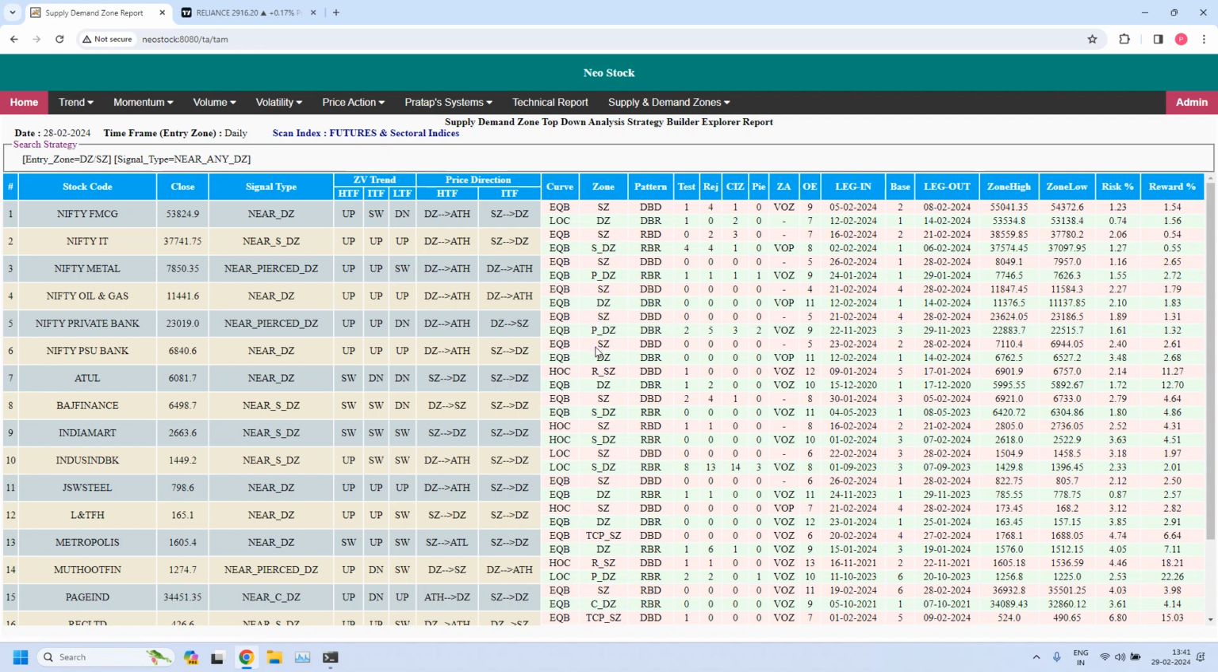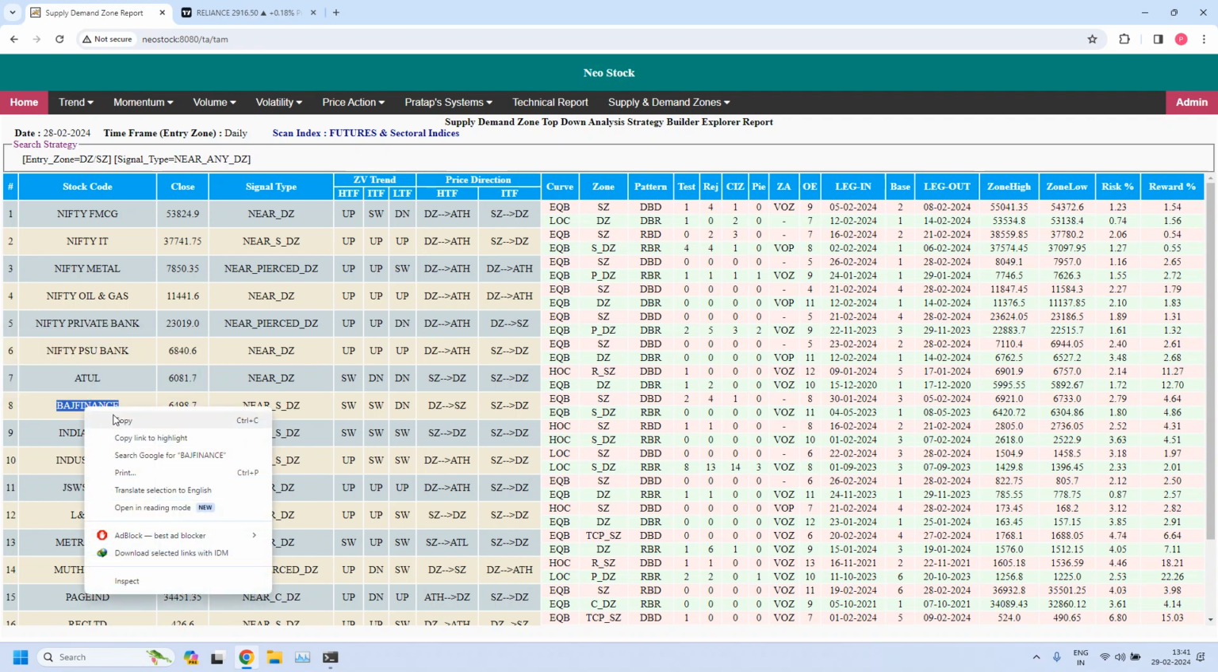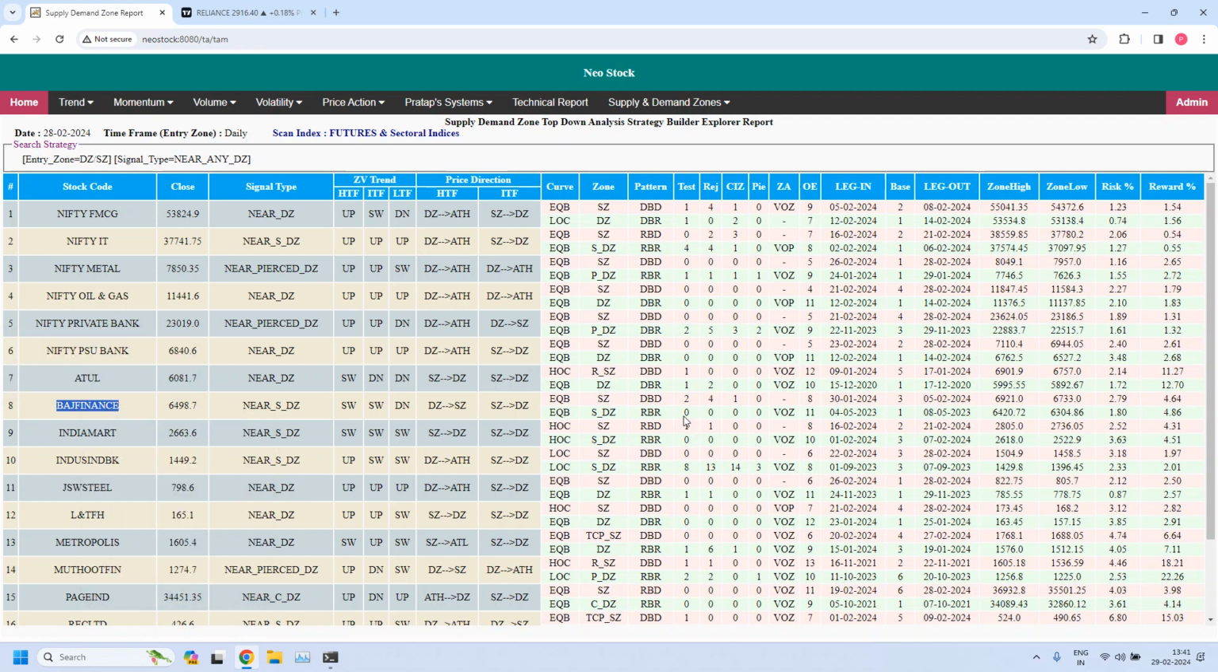Any other high liquidity demand zones? Yes, we have a high liquidity demand zone, that is Bajaj Finance, and it is a fresh zone. The advantage of high liquidity zone is we don't bother about the trend, we don't bother about the price direction, we don't bother about the odd enhancer score, or even the location. We just draw the zone.